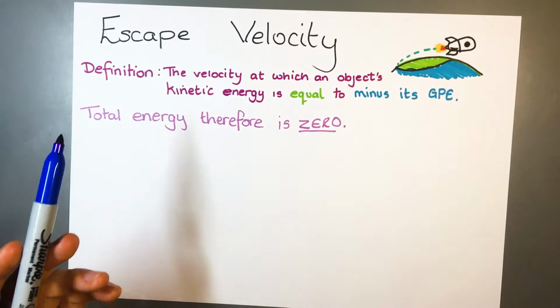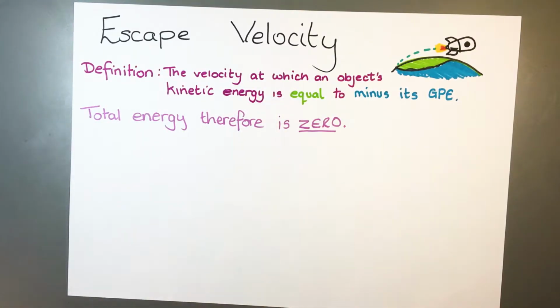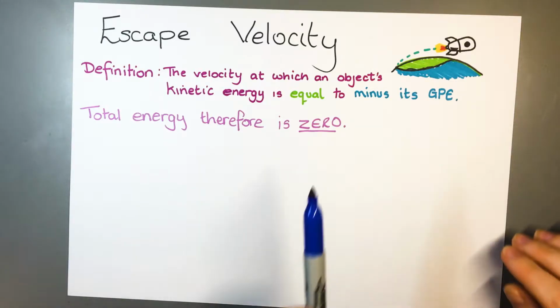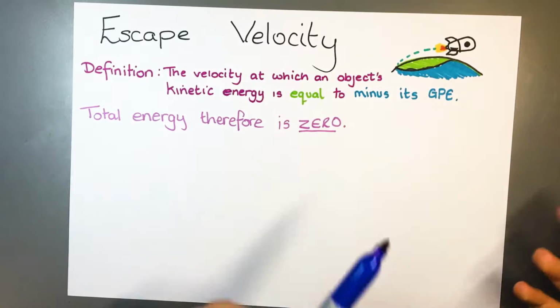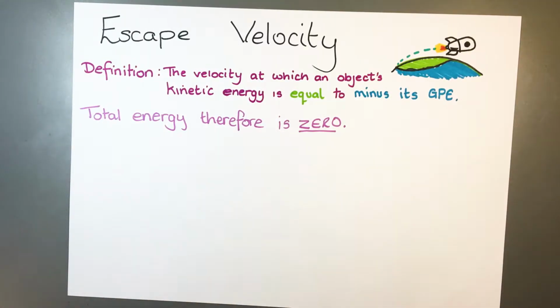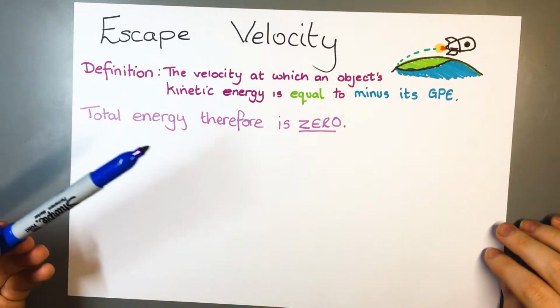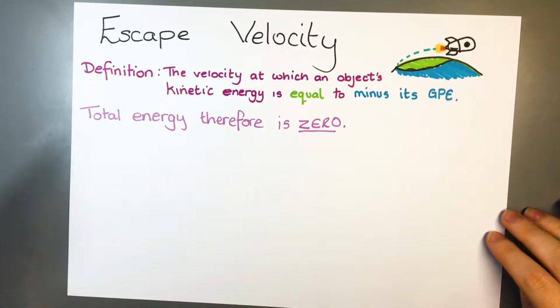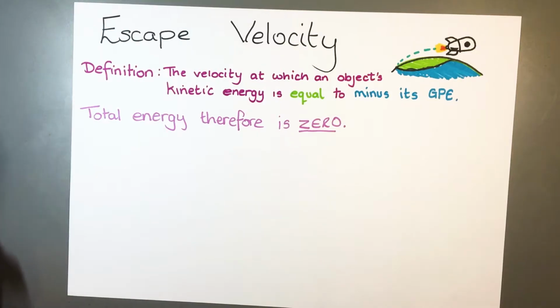So we're going to be looking at how rockets, for instance, escape a gravitational field. The definition of escape velocity is the velocity at which an object's kinetic energy is equal to minus its gravitational potential energy. I spoke earlier about why it's a minus; see a previous video on gravitational potential. This means the total energy for a rocket to escape is 0.